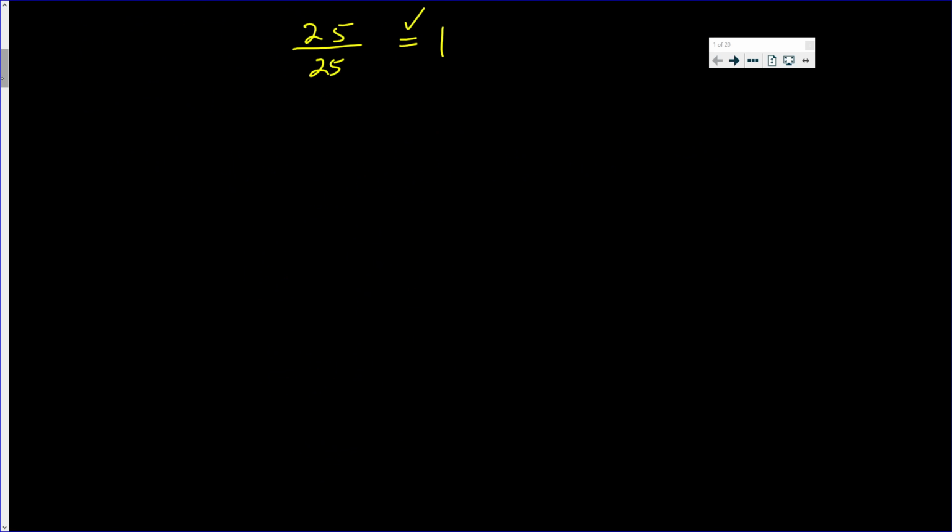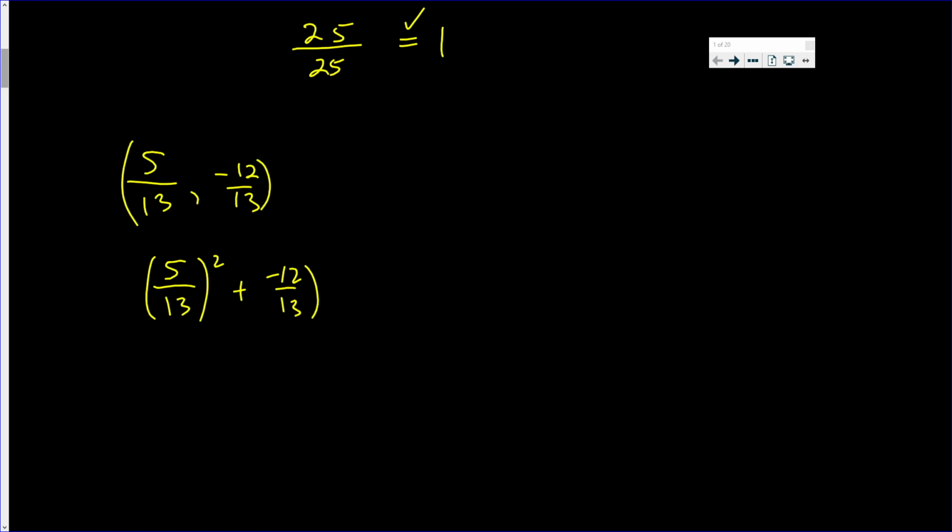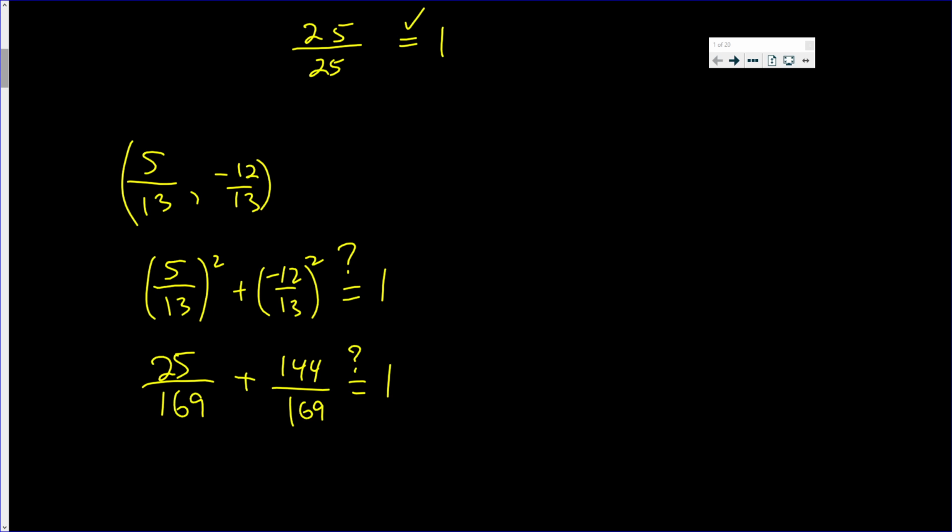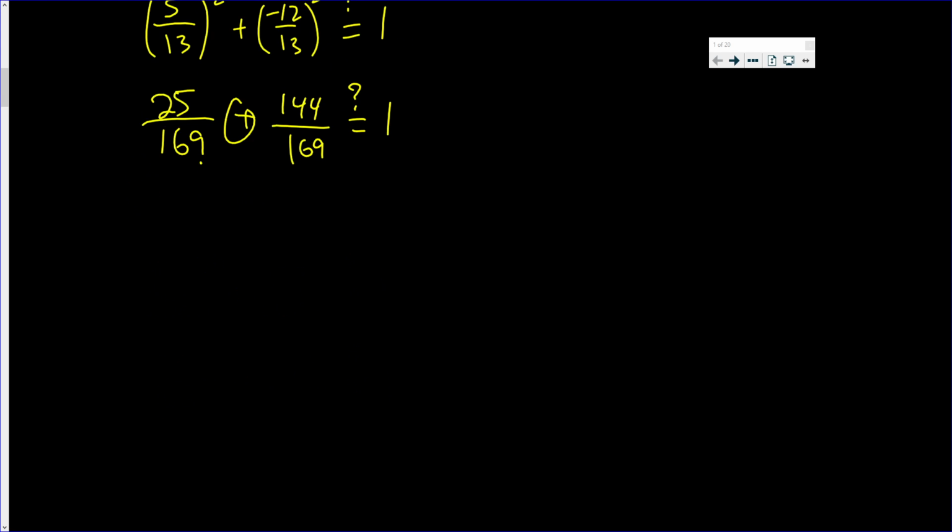How about same problem with this point? 5/13, negative 12/13. Is that point on the unit circle? So you square the x value, you square the y value, and you decide whether or not it's 1. 5 squared is 25, 13 squared is 169. Negative 12 squared is 144, 13 squared is still 169. Does that equal 1? Well, the denominators are the same, so keep them the same and add the numerators. Get 169 over 169. And yes, that's 1.